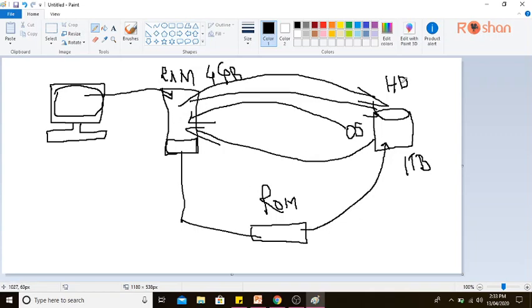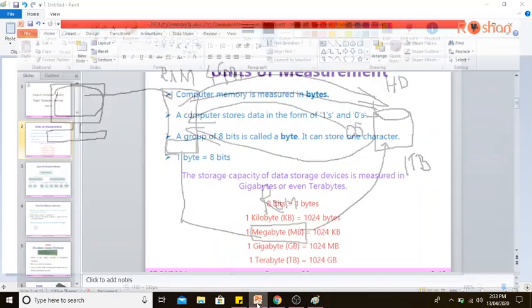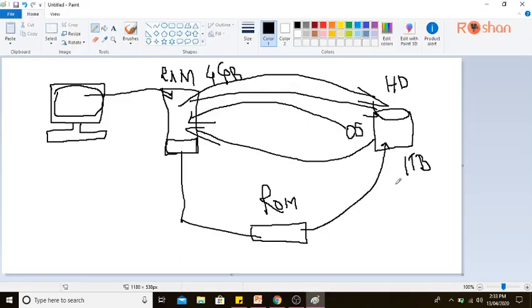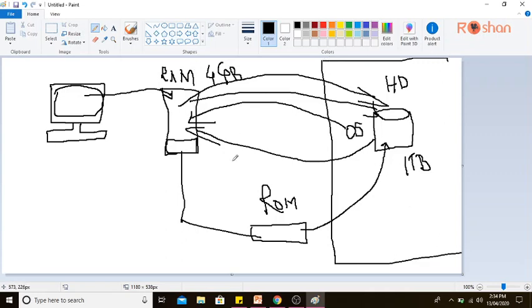Primary memory, and the hard disk is called secondary memory. So in your presentation, you can see here. I'll show it to you. Yeah. So hard disk is the secondary memory. CD, secondary memory. DVD, secondary. Blu-ray, secondary. Pen drive, secondary. Memory card, secondary. So all these come in this category only. So all are secondary, okay, but these two are the only primary memory. So why is it primary? Because it's directly connected with your screen, okay. Not all parts are connected that way, but whatever content is loaded in your RAM, only that part is shown on your computer screen.